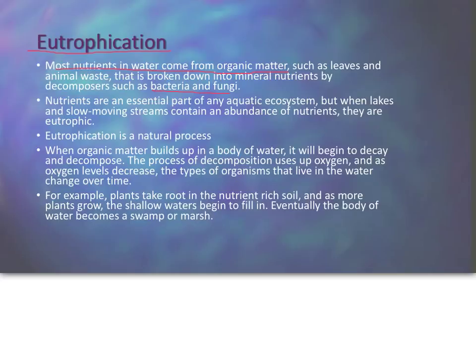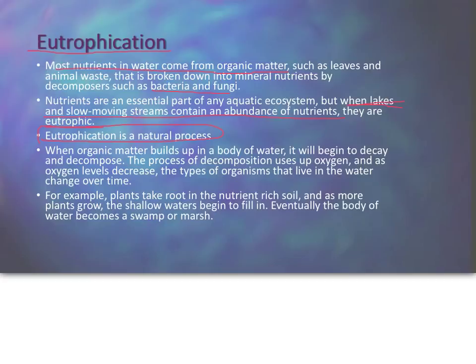And we need nutrients in lakes and freshwater ecosystems to build up that base level of the food chains. The lowest trophic level of the area needs these nutrients. And when these lakes and streams contain too many of these nutrients, a big abundance, we call them eutrophic. And eutrophication, big thing here, it's a natural process. It happens without our involvement at times, but we sometimes speed it up or make it worse, as we'll talk about in a couple of slides.